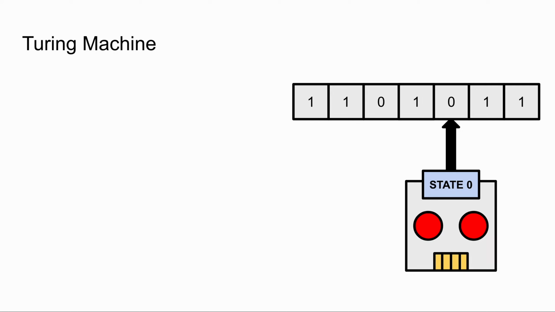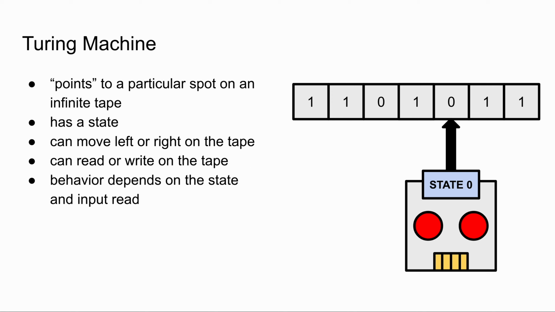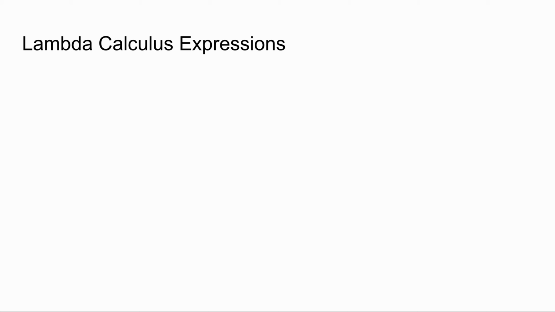Turing came up with a model of computation known as the Turing machine. I'm not going to go too in-depth into Turing machines in this video, but I want to give a brief overview. A Turing machine points to a particular spot on an infinite tape. It has a state, it can move left or right on the tape, and it can also read or write on the tape. The behavior of the Turing machine depends on its state and the input it reads on the tape. Church came up with a model of computation called Lambda Calculus.